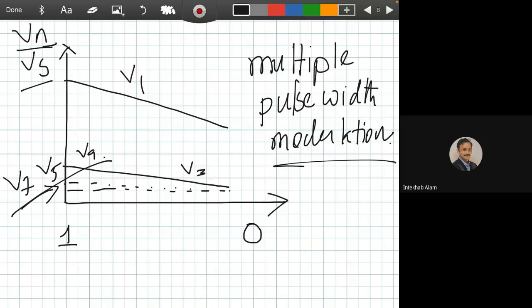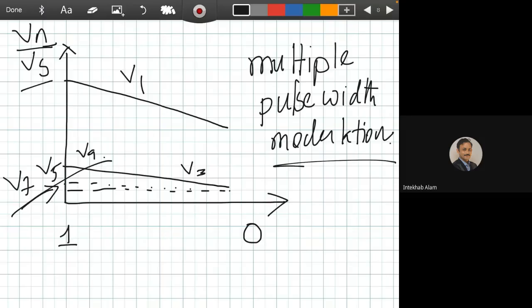We call it sinusoidal pulse width modulation. Okay, that is much better than single pulse width modulation or even multiple pulse width modulation. Okay. So we'll start with sinusoidal pulse width modulation.